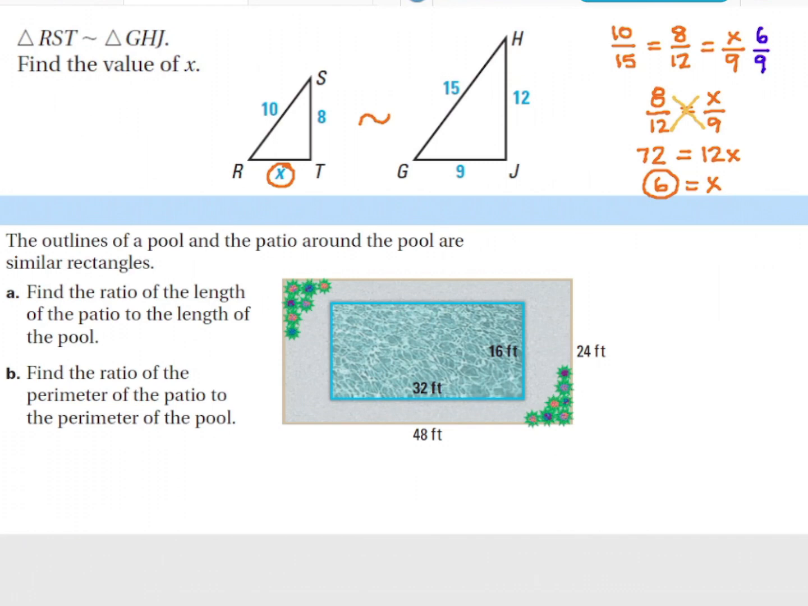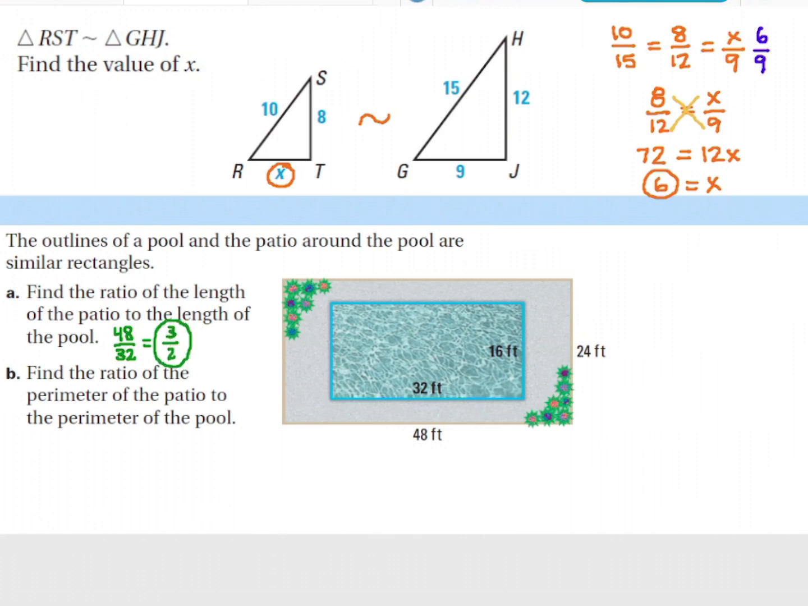Here we've got a rectangular pool and a rectangular patio that goes around the edge, and it's asking us to find the ratio of the length of the patio to the length of the pool. I'm going to go with length as the longer one, so the length of the patio is 48, and the length of the pool is 32. Since those are both in feet, I don't have to worry about any conversions, but I should simplify that. Those are both divisible by 16, I think, yeah. So it's a 3:2 ratio.